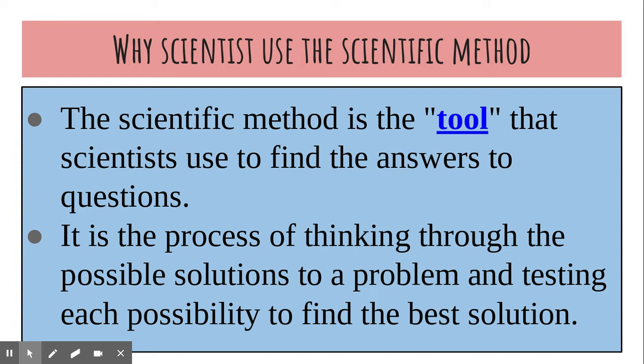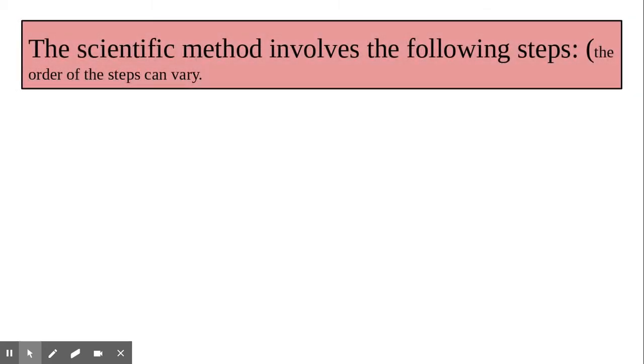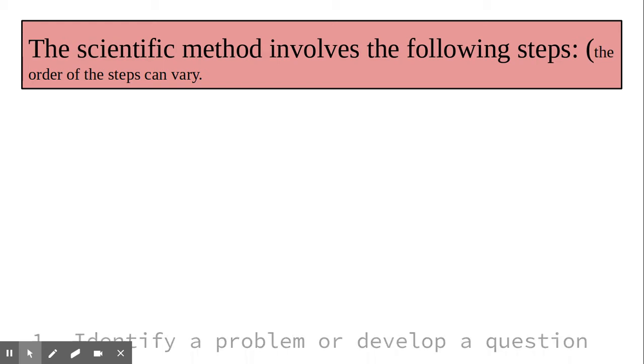The scientific method is the tool that scientists use to find answers to questions. It is the process of thinking through the possible solutions to a problem and testing each possibility to find the best solution. The scientific method involves the following steps. The order of the steps can vary.